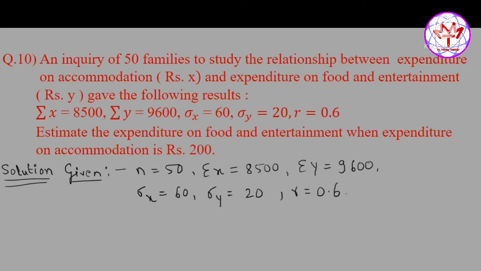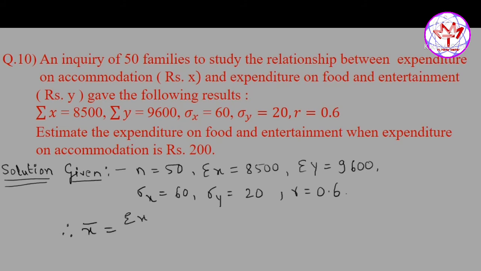Now we have to estimate the expenditure on food and entertainment. Now food and entertainment is stored in Y, when expenditure of accommodation is rupees 200. That means we have to find Y when X is equal to 200. That means we have to find the equation of regression of Y on X. Right? So first, now here they have not given us X bar and Y bar. So we need to find the X bar and Y bar. Okay. So let us find out.